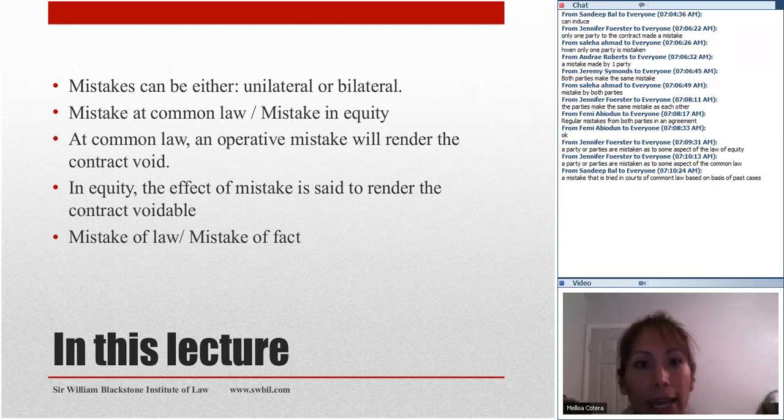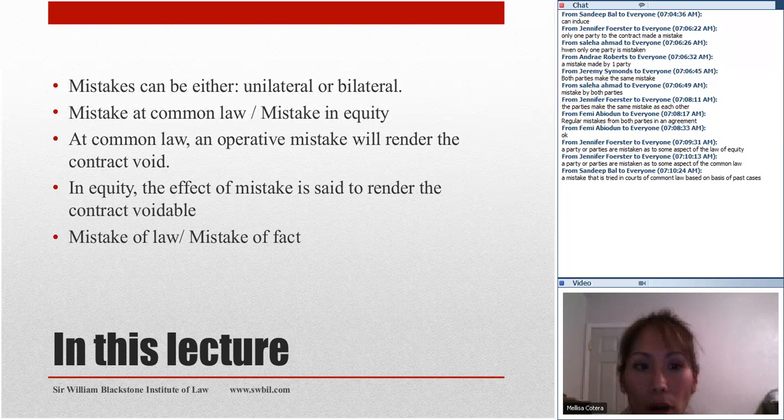Okay. In equity, the effect of a mistake is said to render the contract voidable, not void, which is different. In equity, it is the court who can render the contract voidable and not the parties. So it is in the hands of the court, in the court of equity, to decide whether or not a contract is voidable. Okay?